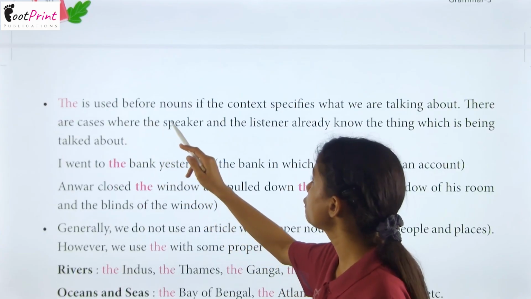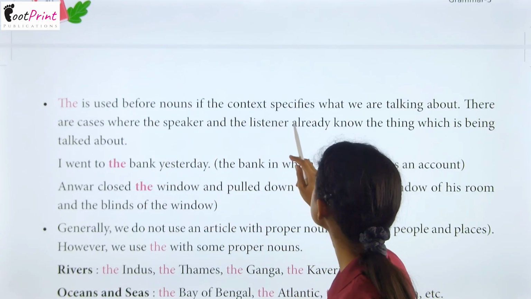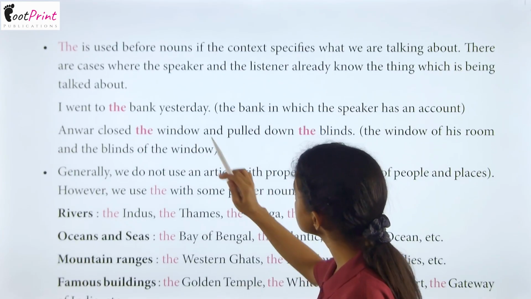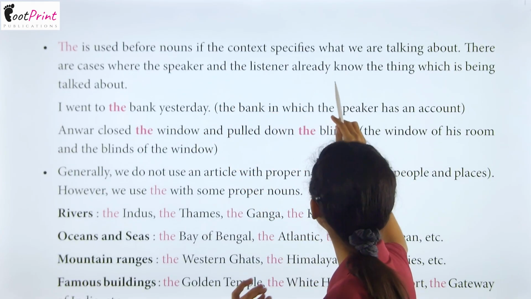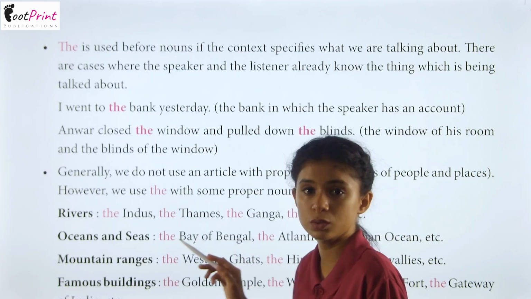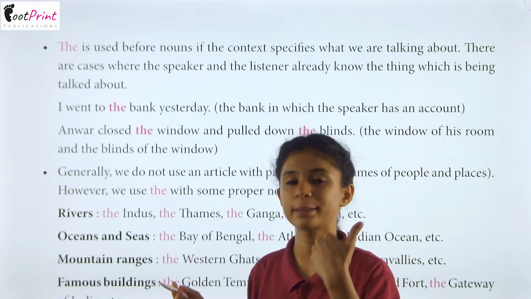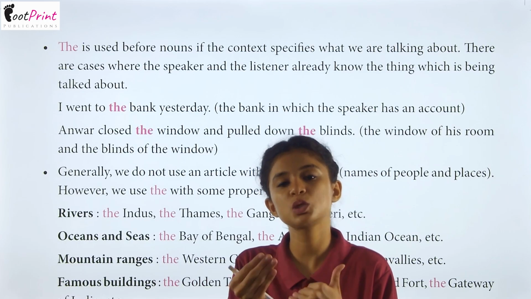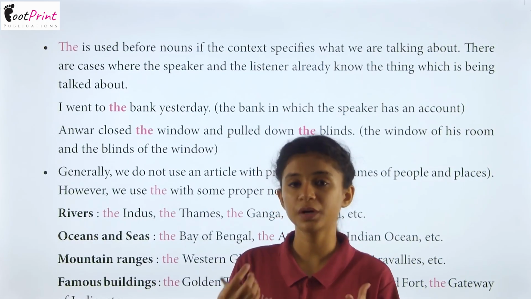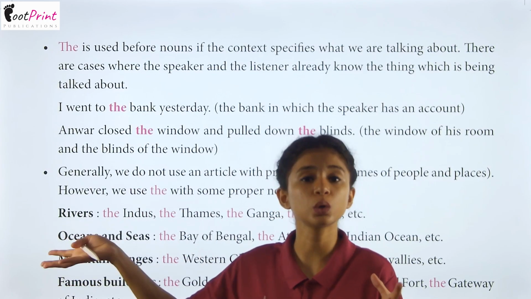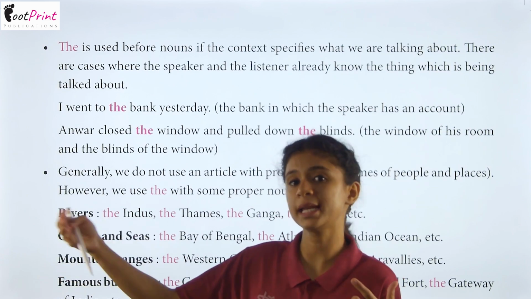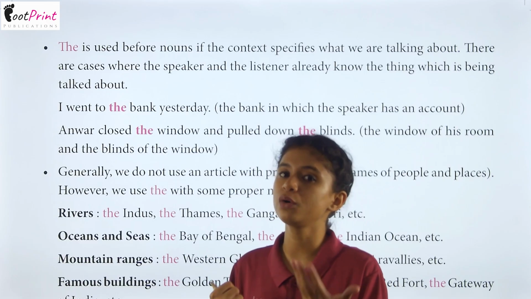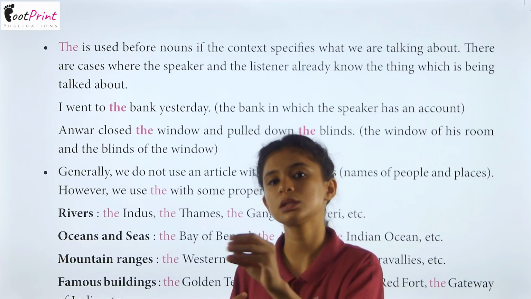The is used before nouns if the context specifies what we are talking about. There are cases when the speaker and the listener already know the thing which is being talked about. So when you already know what I am talking about, it is already definite between us. But if I tell it to someone else who does not know about it, it becomes any topic. But when two people already know about it, it is already definite to them. So we can use the with that.